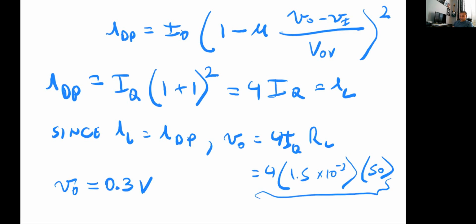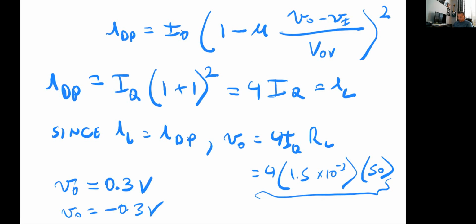And since the design is symmetric, you'll find that the output voltage when the P channel cuts off and the N channel starts supplying all the current to the load is simply, in that case, minus 0.3 volts. Again, because the design is symmetric. Okay.